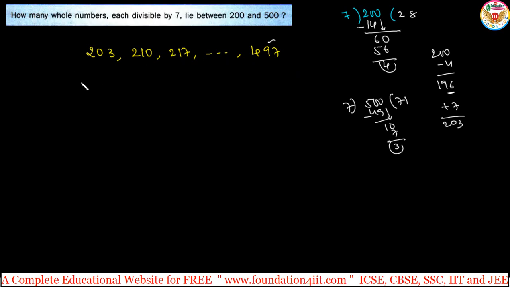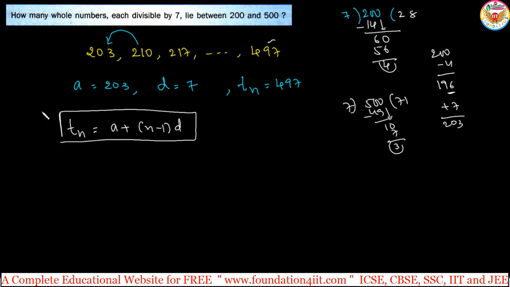From the question, the given value a is equal to 203. Then the common difference is the second term minus the first term, any term minus the preceding term. That is 7. Common difference is 7. We have to find the n value, but the nth term is given: Tn is equal to 497. So T1, T2, T3, and so on, this is Tn. We don't know n, but the nth term is 497. As per the formula, Tn is equal to a plus n minus 1 into d. Apply the given data in this formula.